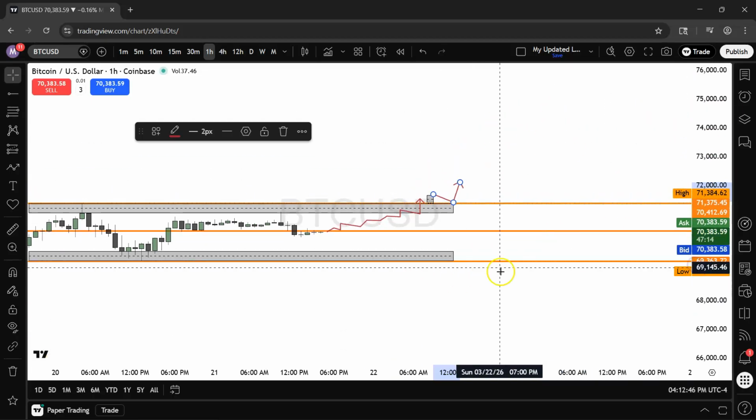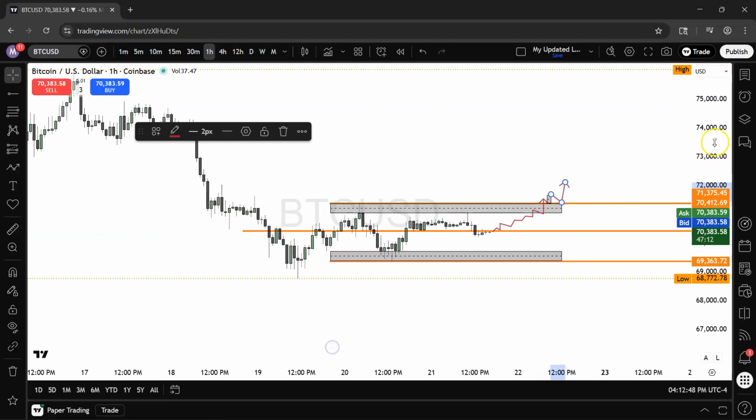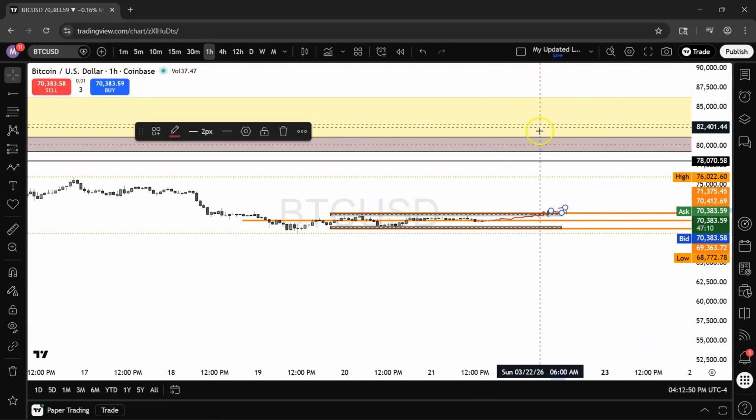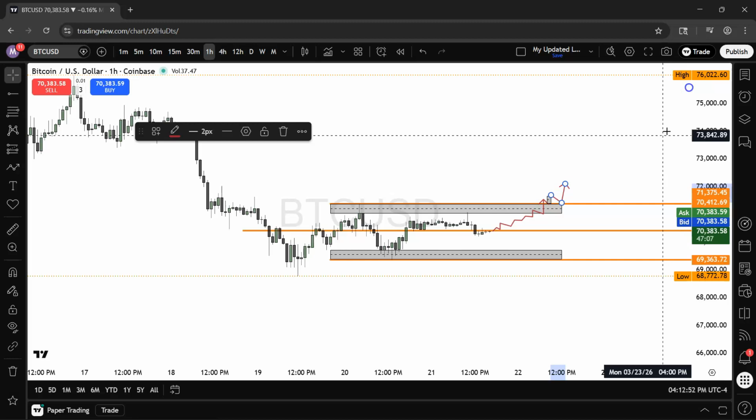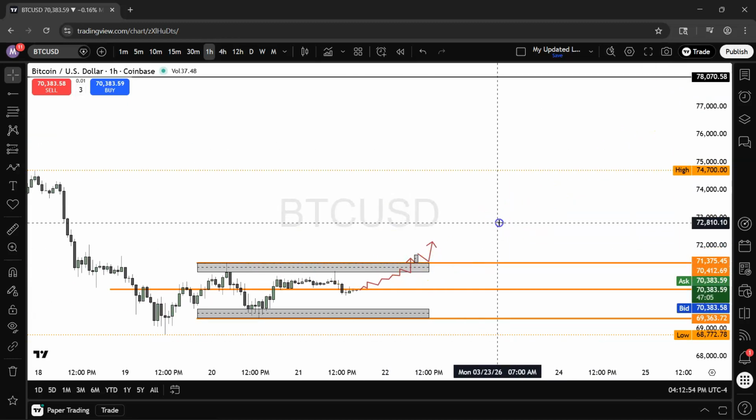Because remember, the fair value gap is above us. See, this is a fair value gap. That's what I'll be waiting for.